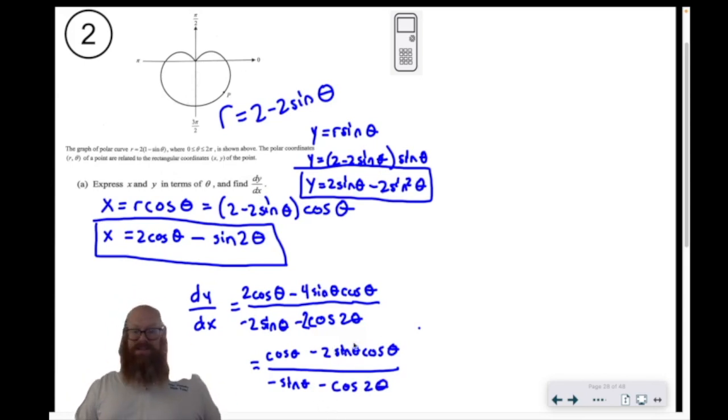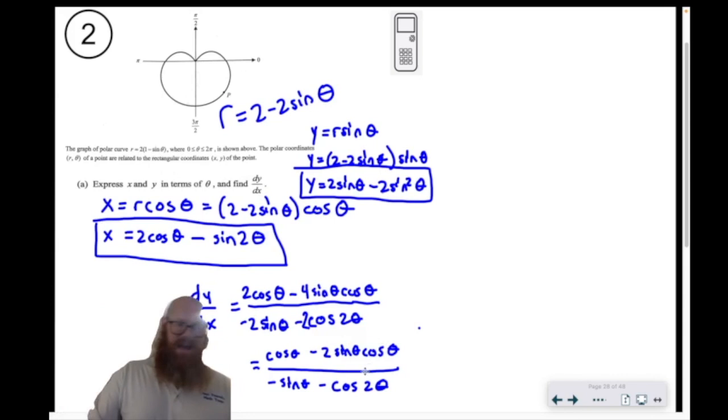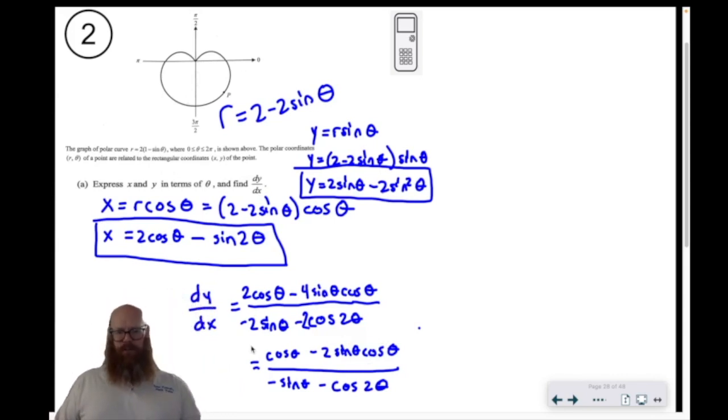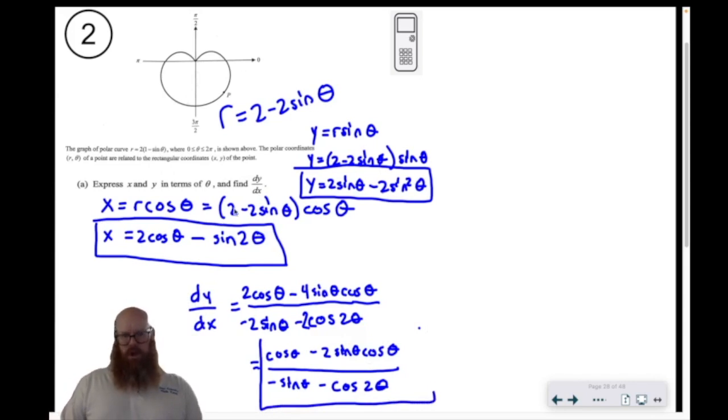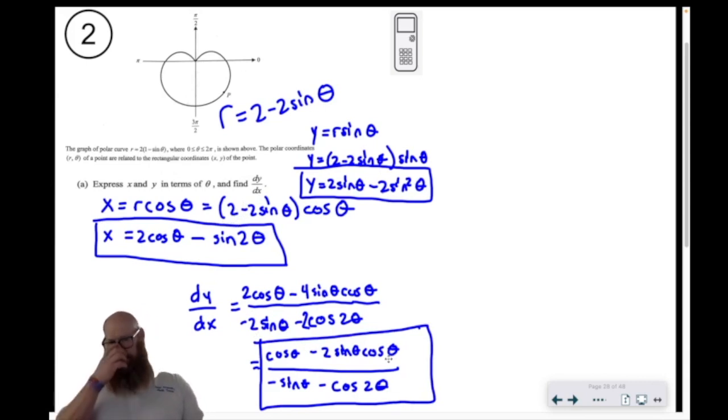You could make this 2 sine theta cosine theta into sine 2 theta, but I wouldn't waste time with that, because I did it before so that I could do a quick chain rule as opposed to having to do the product rule. But now I don't think it's worth it because I have my final answer and I just don't want to waste any more time. So that is one of the answers that we could give.